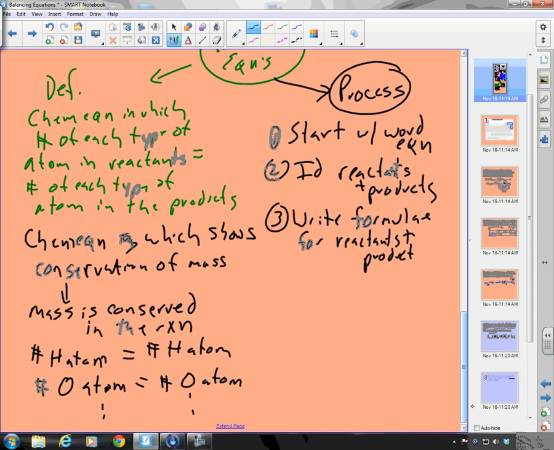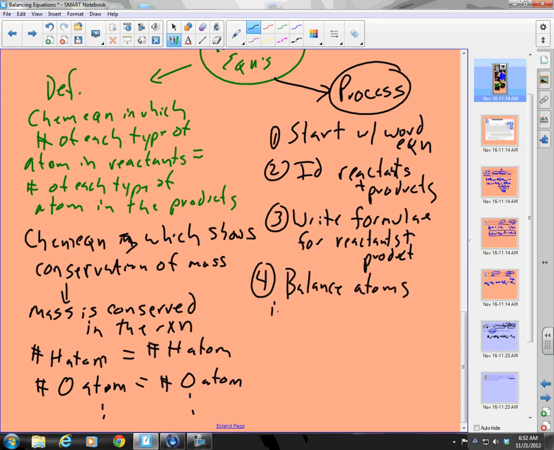What do we do next? Step 4: balance atoms in reaction by adjusting only coefficients.